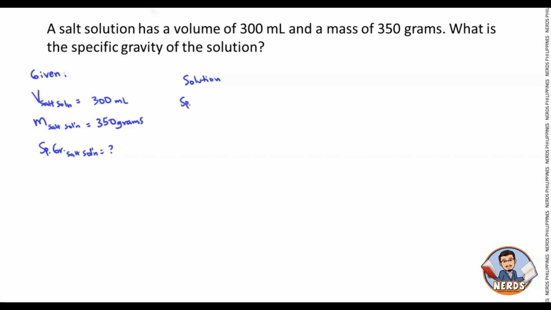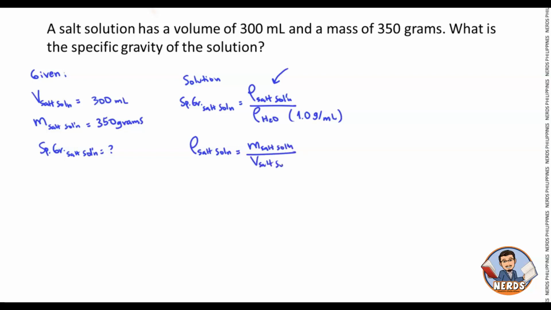So, ang formula ng specific gravity para sa ating salt solution is equal to the density of the salt solution over the density of water. So, alam natin na yung density ng water is 1.0 grams per milliliter. Pero, hindi pa natin alam kung ano yung value ng density ng ating salt solution. So, let us solve first yung density ng ating salt solution, which is equal to mass of the salt solution over the volume of the salt solution. Okay, so substitute natin yung mga values. So, yung mass ng salt solution, which is equal to 350 grams, over the volume of salt solution, which is 300 milliliter.